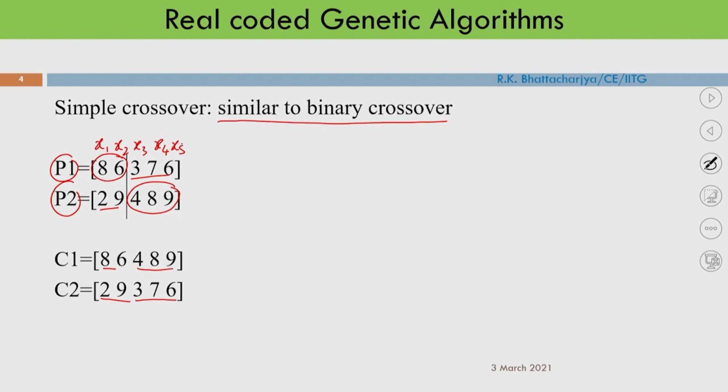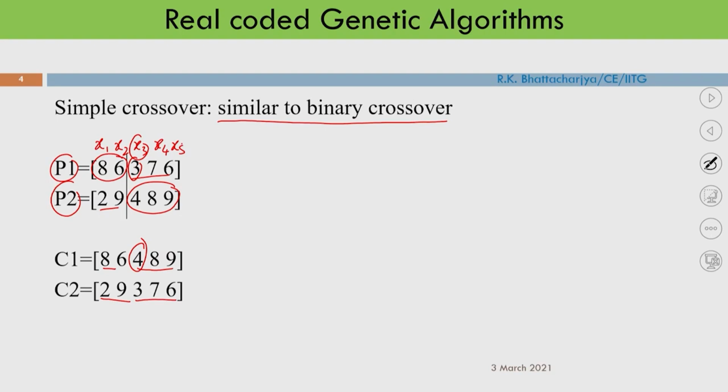These are new solutions, but the question is, what are we doing here? We are just exchanging the variables. So, actually we are not getting a new value of any of the variables. Earlier, x3 had the value 3. Now you are getting 4, but you are not getting something near 3, such as 3.1 or 3.2, or 4.1 and 4.2, something like that.